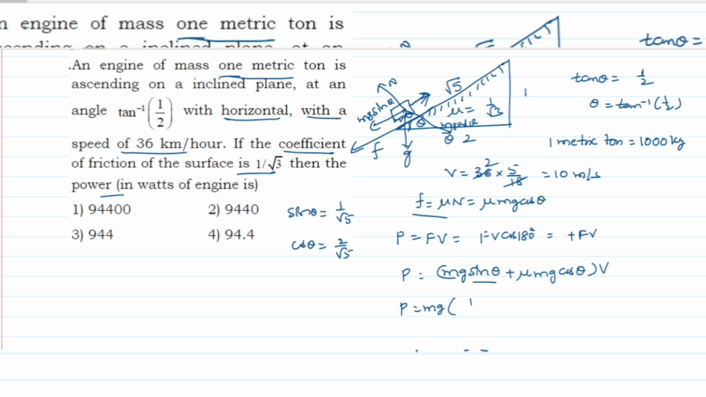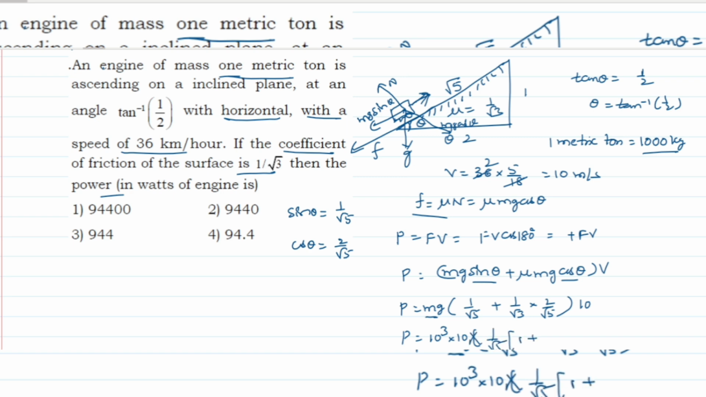So the sin theta value you substitute as 1 by root 5, plus mu, which is already given as 1 by root 3, into cos theta, which is 2 by root 5, into velocity, which is 10 meter per second. When simplifying, mass is already given as 1000 kg, so 10 power 3 into 10, and taking 1 by root 5 common, it is 1 plus 2 by root 3, into 10.